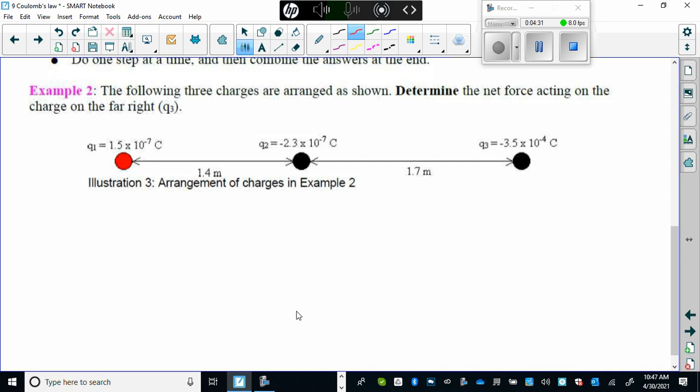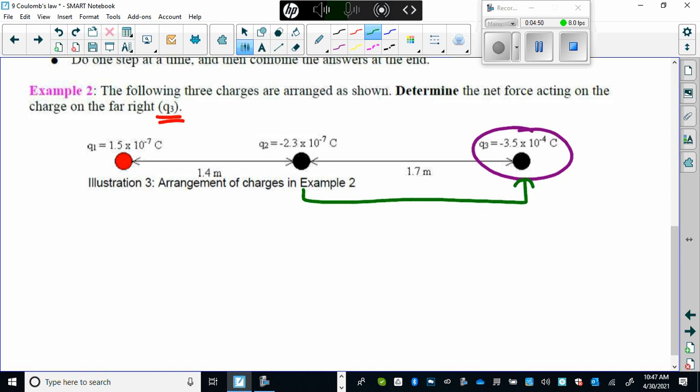Determine the net force acting on the charge at the far right. So we are trying to determine the net force acting on this. And what we have to do here is consider the forces individually. So what we're going to do is calculate how much the force between this particle and this particle is. Then we're going to calculate what's the force between this particle and this particle.